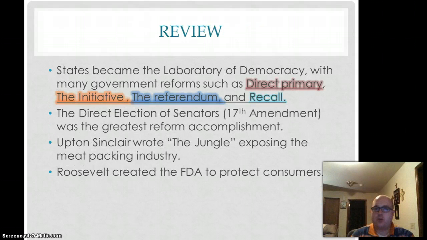All right, states became the laboratory of democracy, especially Wisconsin, where it all started with Robert La Follette. Right, many governments had the direct primary, initiative, referendum, recall, more power to the people, expanding democracy. Right, direct election of senators, probably the greatest thing. 17th Amendment, 1913. The progressive era's greatest accomplishment. Upton Sinclair wrote The Jungle, which opened everybody's eyes, exposing that we're messed up here in America and we need things to change. So The Jungle really opened people's eyes. Roosevelt created the FDA to protect consumers from being swindled. And so Roosevelt, the FDA, helping consumers out, largely thanks to The Jungle and Upton Sinclair.